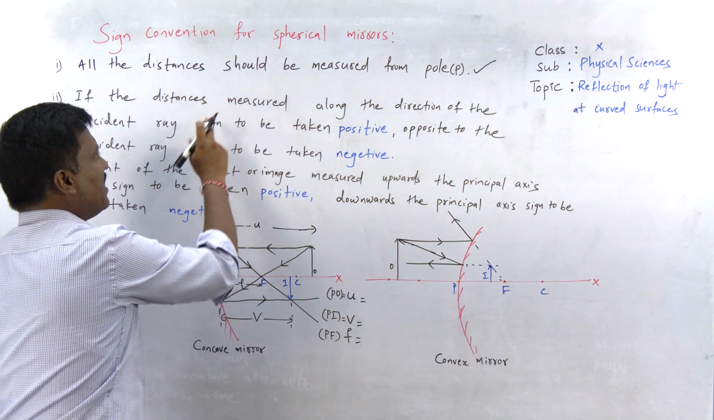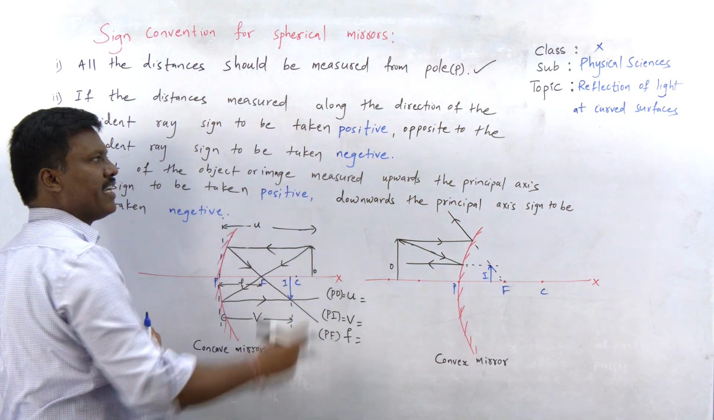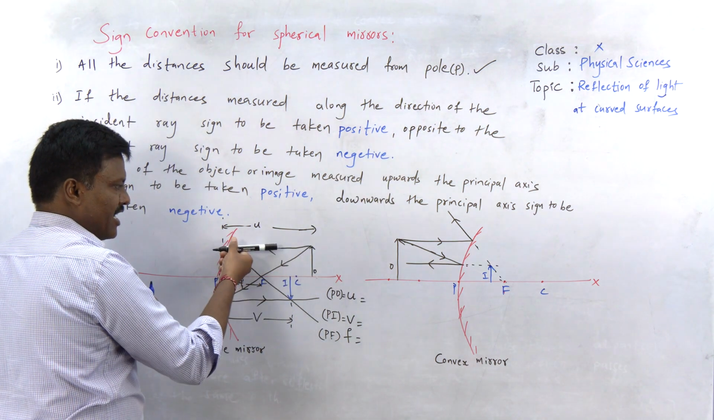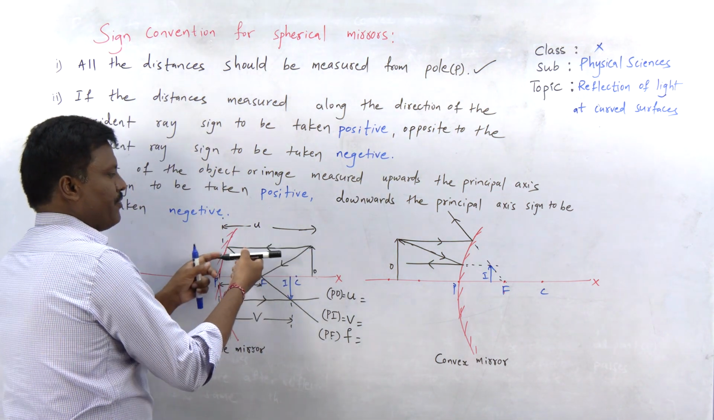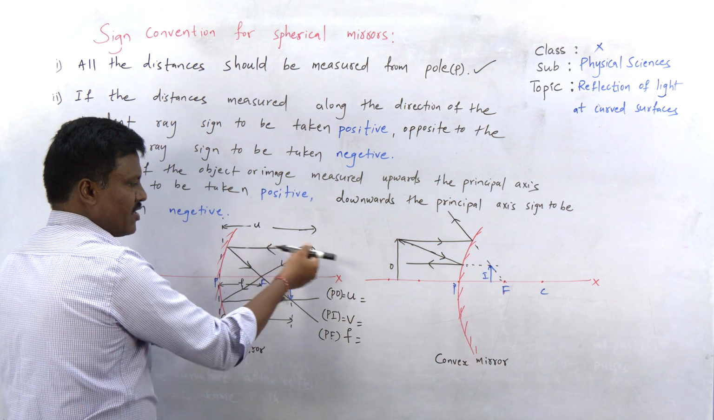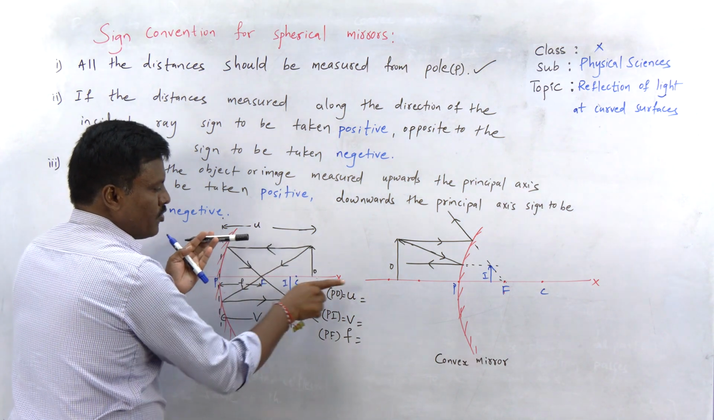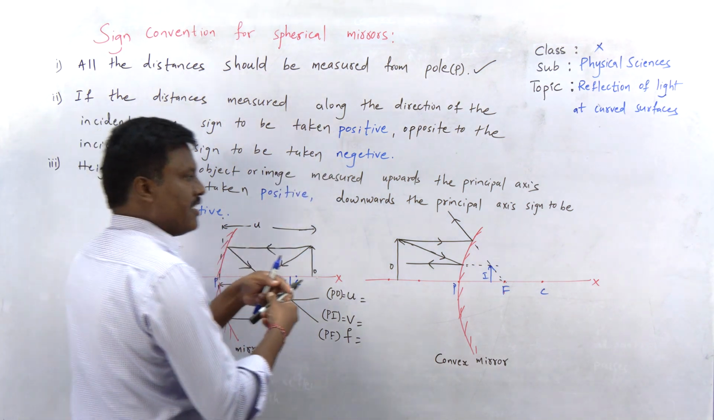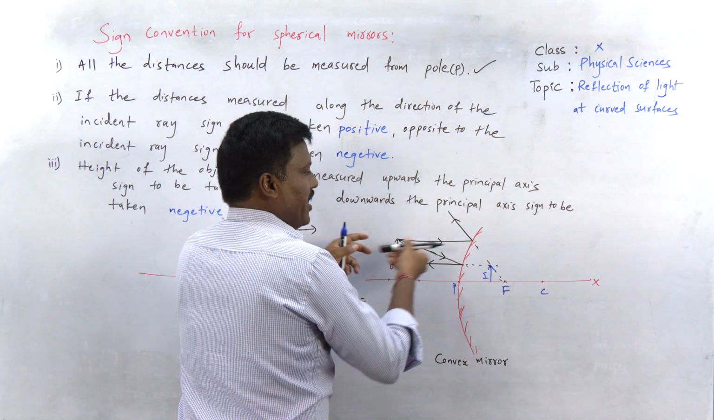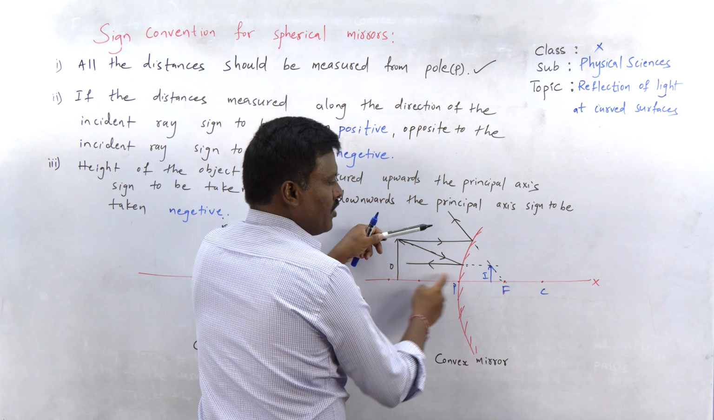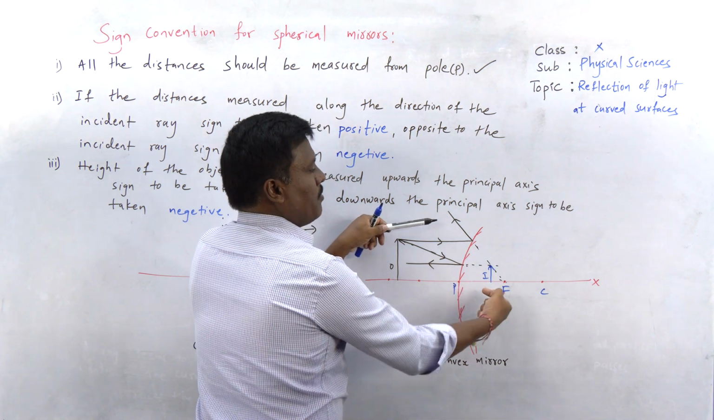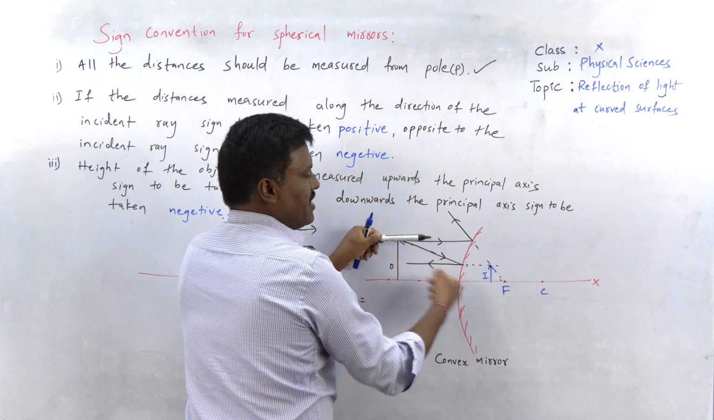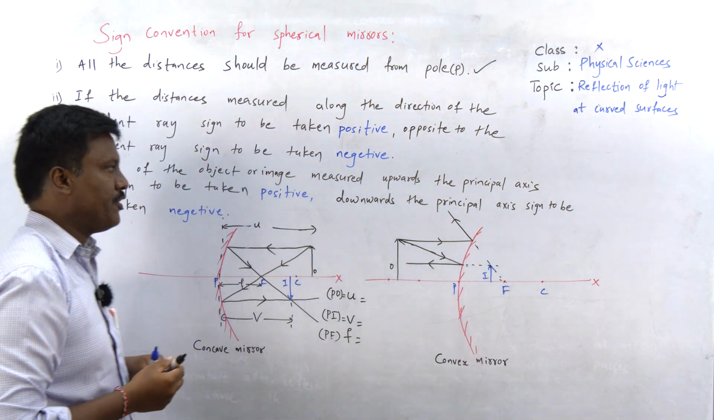If we move along the direction of the incident ray, sign to be taken positive. Opposite to the incident ray, that means rays are coming this way, these are the incident rays. If we measure opposite to the incident ray, sign to be taken negative. Here, this is the incident ray direction. If we measure from here to here, this is positive, but opposite is negative. Opposite to the incident ray, sign to be taken negative.